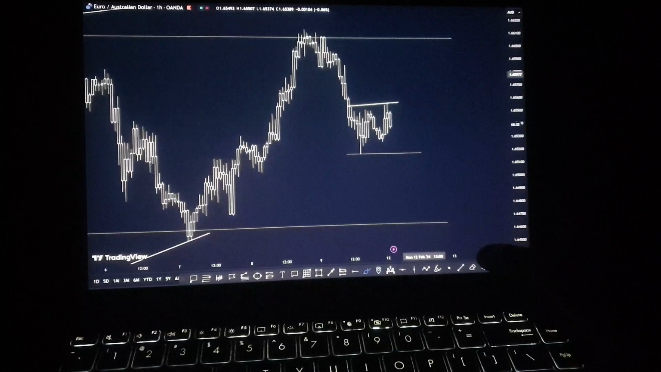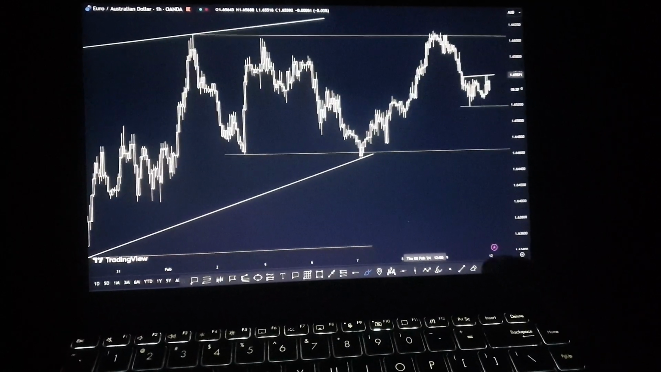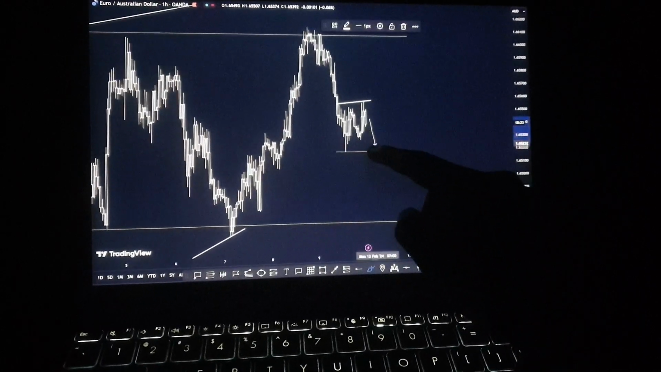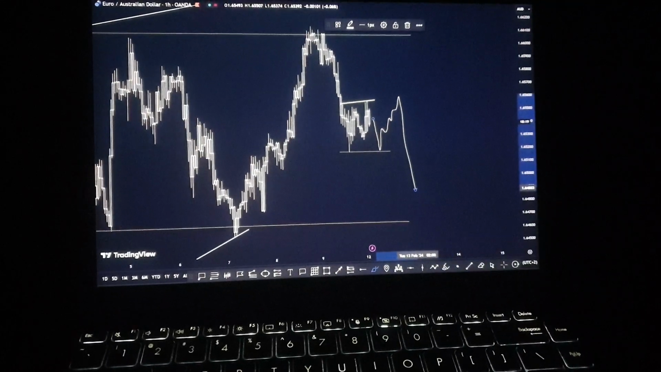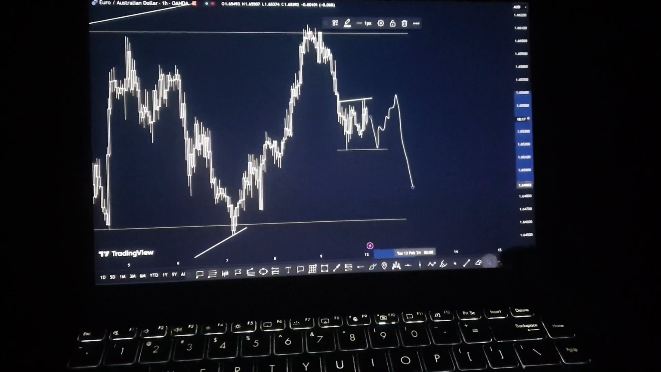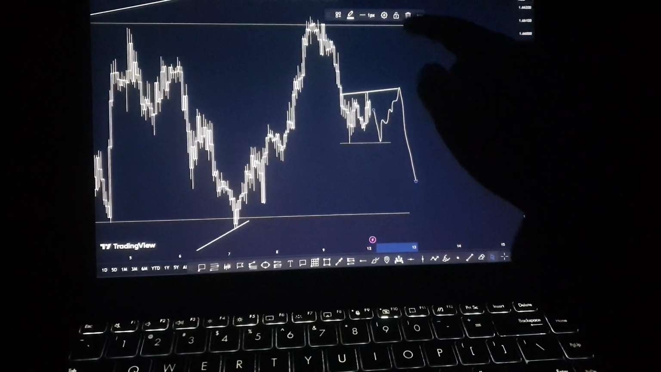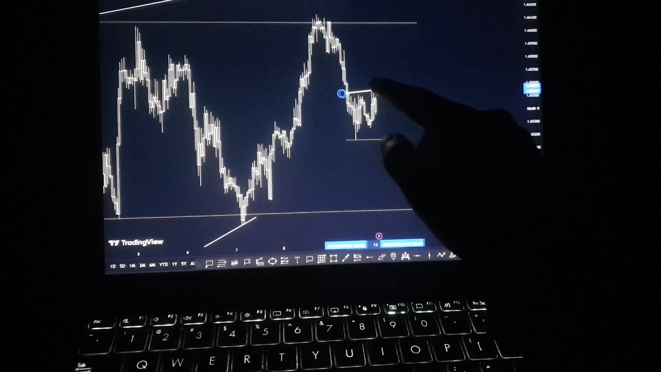Let me just do this and that. We were waiting for maybe a push to the downside, come back up in a corrective manner for us to go back to the downside again, but we will see what happens basically. Yeah, with Euro AUD basically.